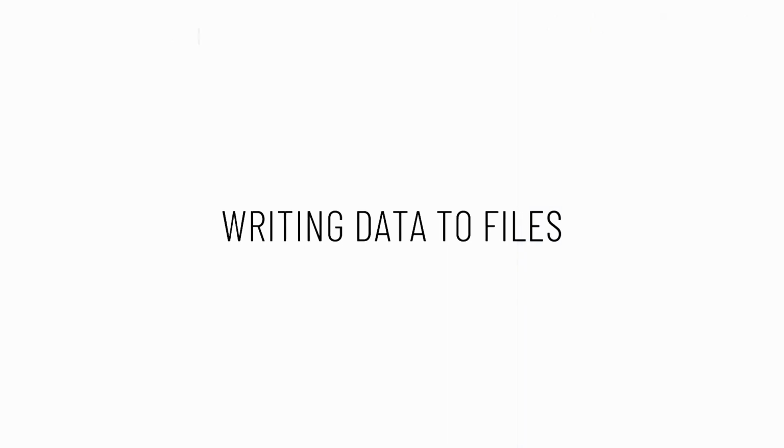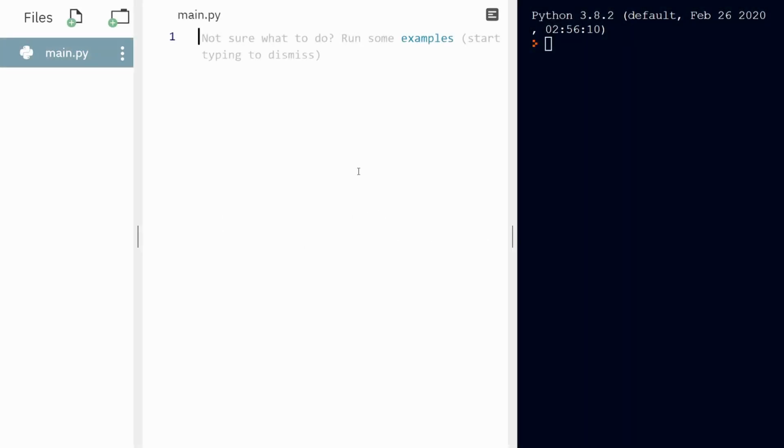We're going to look at some different ways to write data to files, depending on whether it's a string, a list, or even a dictionary that you're trying to write. If you haven't already watched my video on reading data from files, it's probably a good idea to watch that first. I'm going to start with the open function.